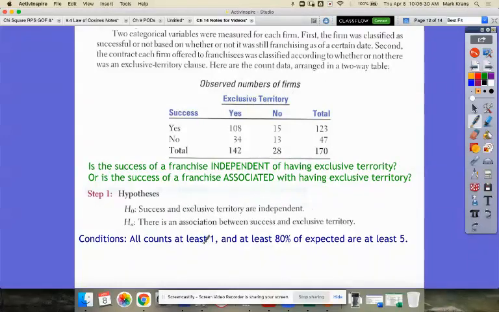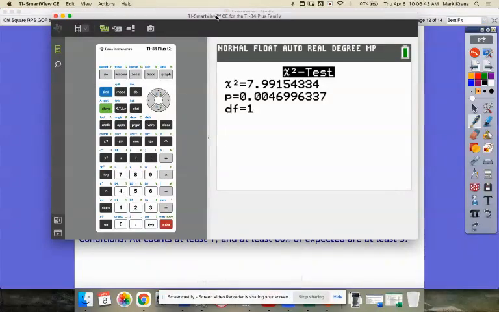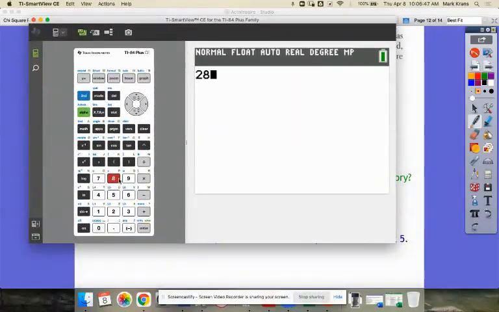The counts are all at least 1, and at least 80% of expected counts are at least 5. This is my least possible expected count. I do 47 times 28 divided by 170 to get the expected count in that block, which is 7.7, which is at least 5. So we're in good shape.